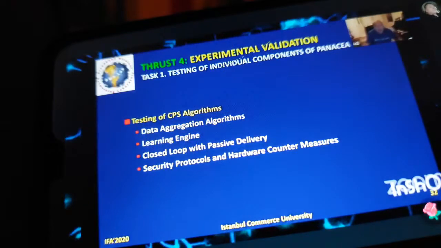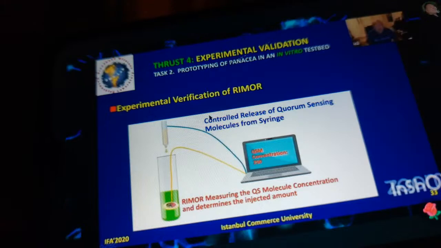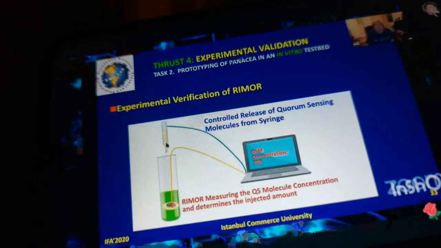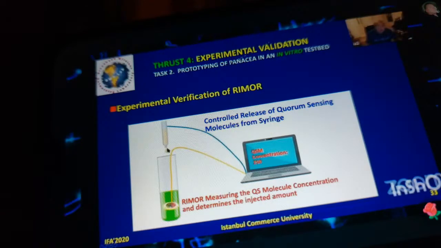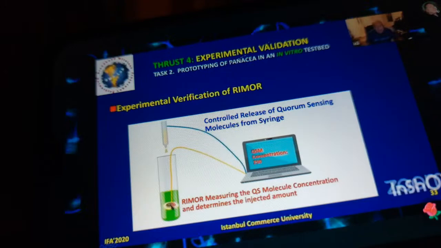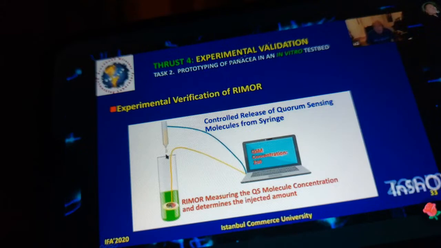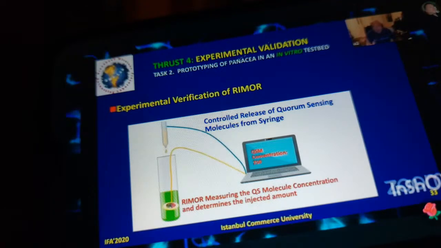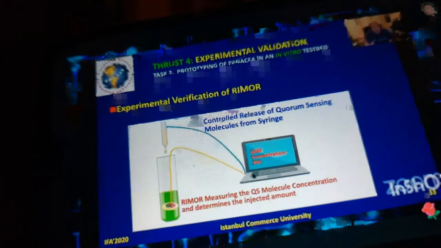So the simple experiments we did here, as you see, we had controlled release of quorum sensing molecules into this body-type fluid here. We place this remor inside this tube, so that the remor will measure these molecules, which were infected or not infected. That's what we are trying to find out. And the remor, the bionanosensor, sends the value, whether the bacteria is infected or not, for example.